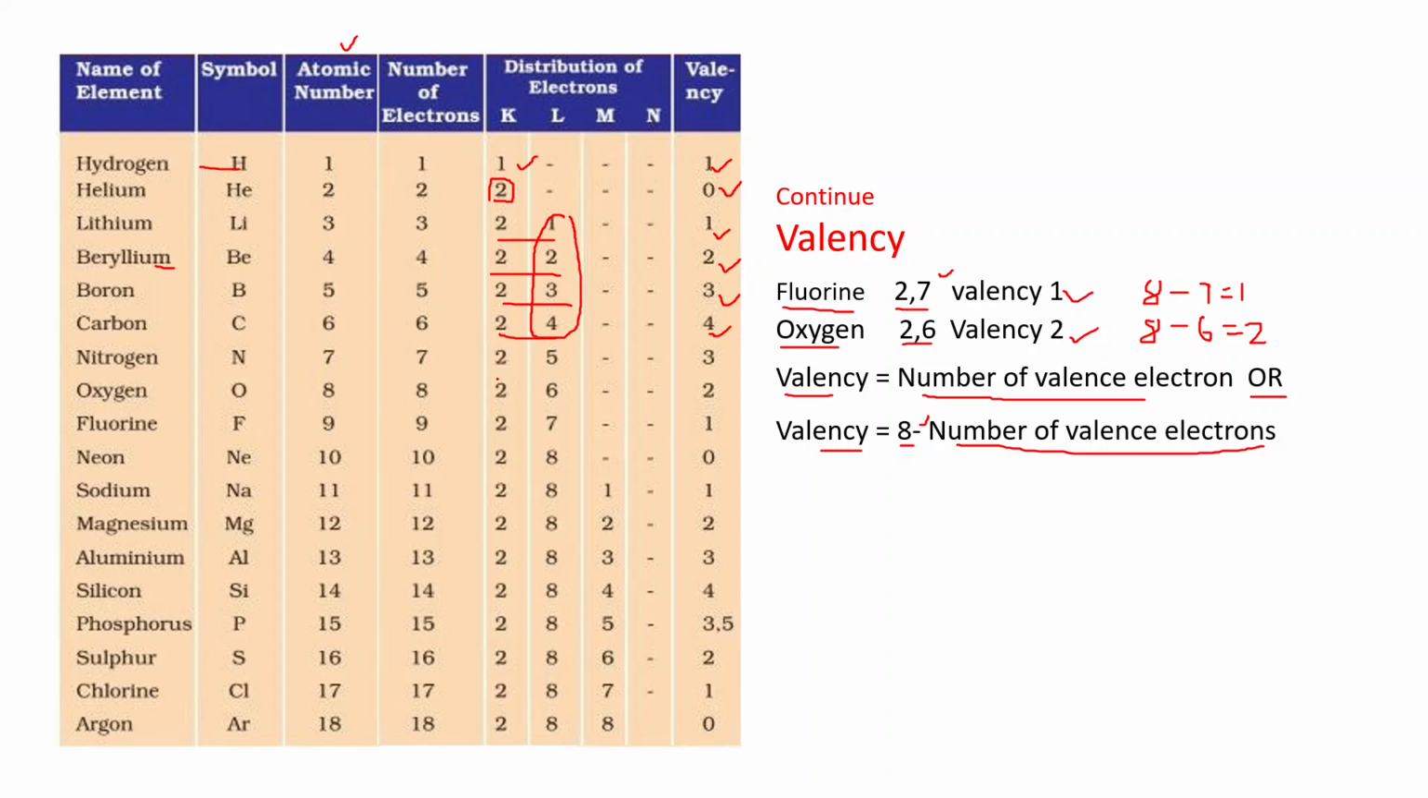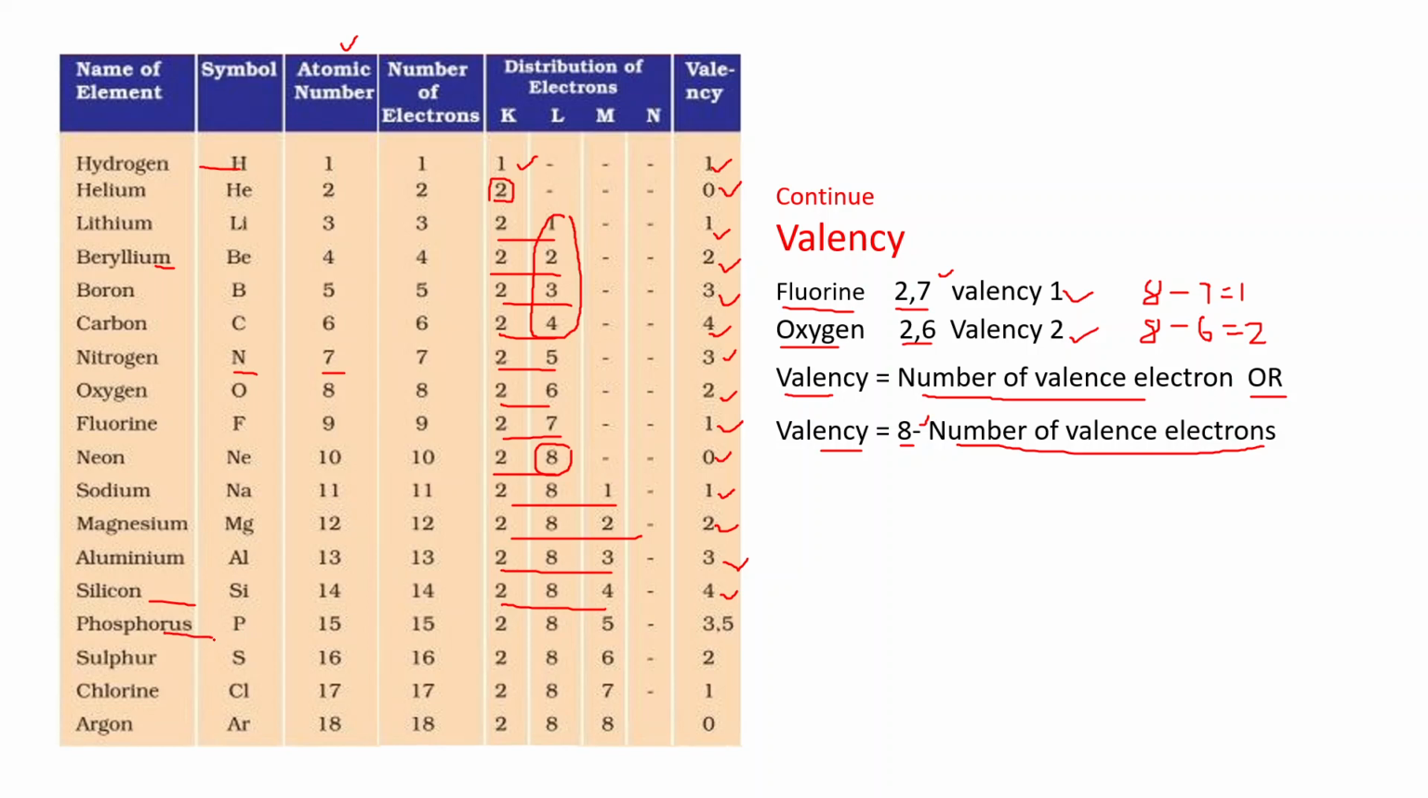Now in the case of nitrogen, atomic number is 7, configuration 2-5. In this case valency is 3. How? 8 minus 5 is equal to 3. Oxygen 2-6, 8 minus 6 is 2. Fluorine 2-7, valency is 1. Neon 2-8, a completely filled shell, stable, so valency is 0. Sodium 2-8-1, valency is 1. Magnesium 2-8-2, valency is 2. Aluminium 2-8-3, valency is 3. Silicon 2-8-4, valency is 4.